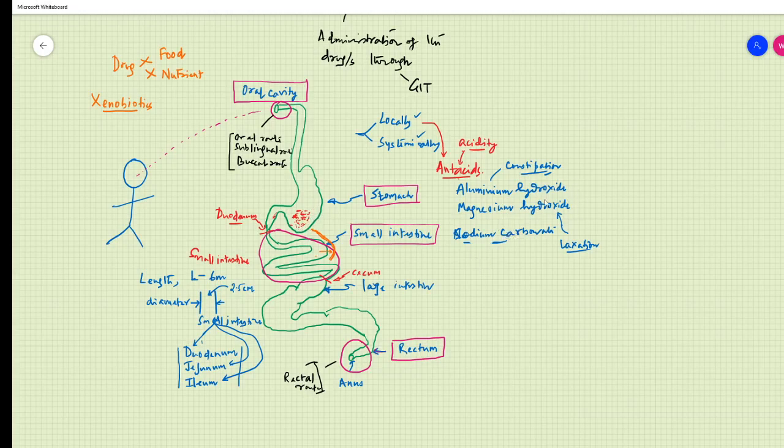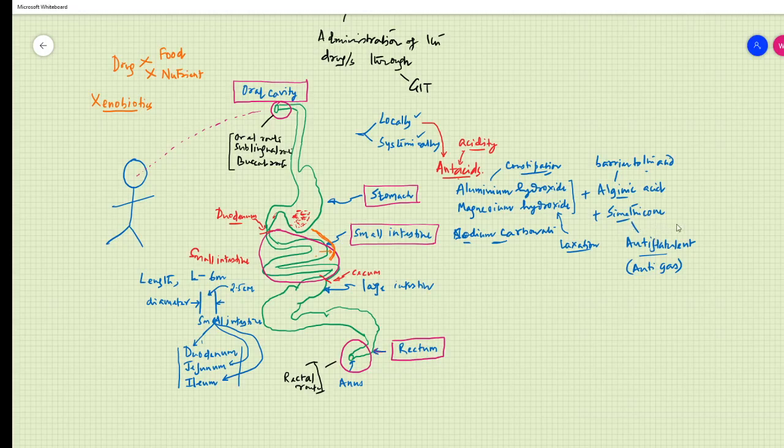Then another small thing to remember along with this is these basic chemicals are combined in various formulations with alginic acid and simethicone. Simethicone is an anti-flatulent, meaning it is anti-gas. Alginic acid basically acts as a barrier to the acid. So different formulations of aluminium hydroxide, magnesium hydroxide exist with these. So now you know why they are used.